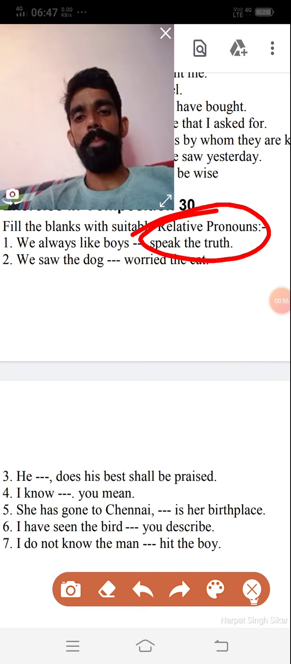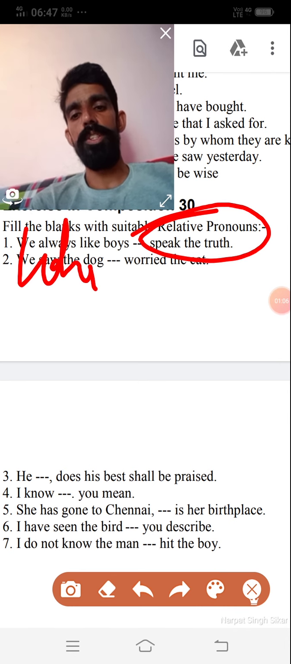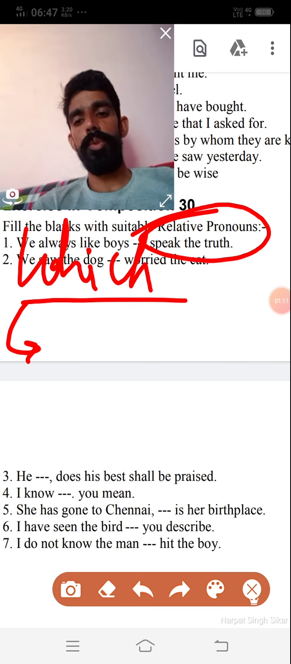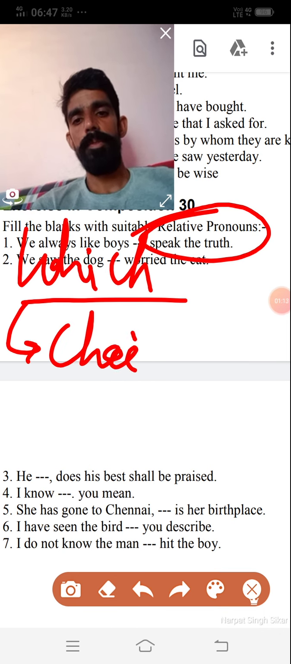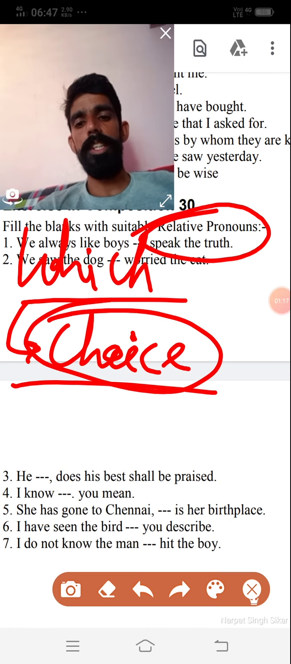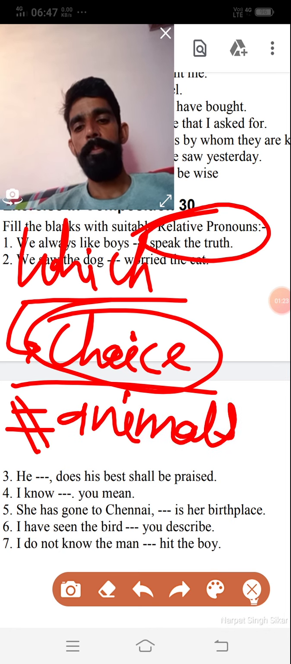So first of all, we must know how many relative pronouns there are in English grammar and which relative pronouns are generally asked in the examination. The first relative pronoun is which, which is used for choice, and it is used only for animals or things.